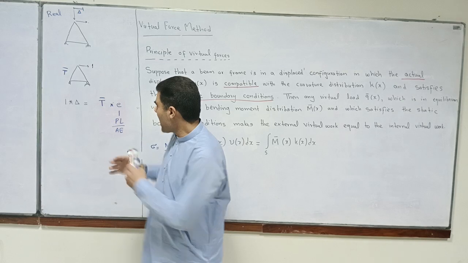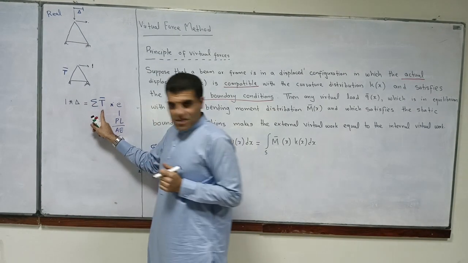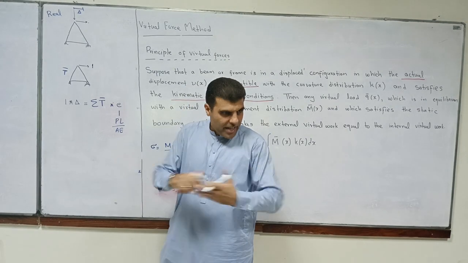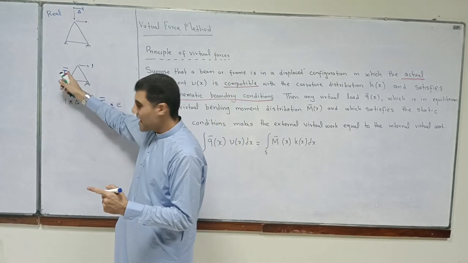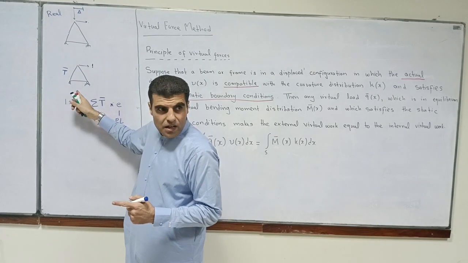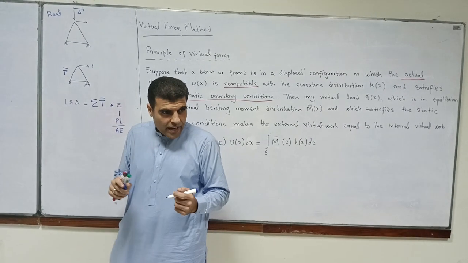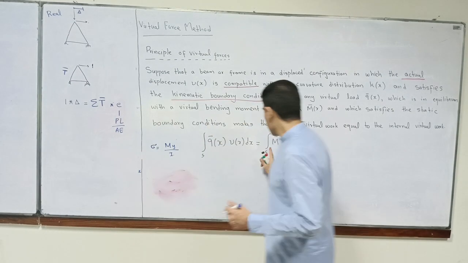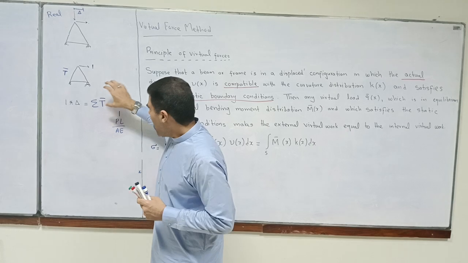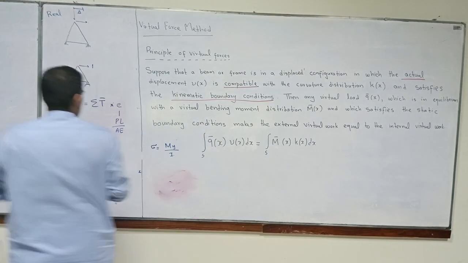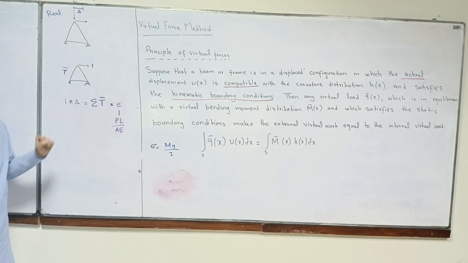So I should put a summation also, because T bar is many, isn't it? T bar is not one. There are many T bars. T bar times e, and integral means summation. So this is the internal work of every member, and e is equal to PL over AE.